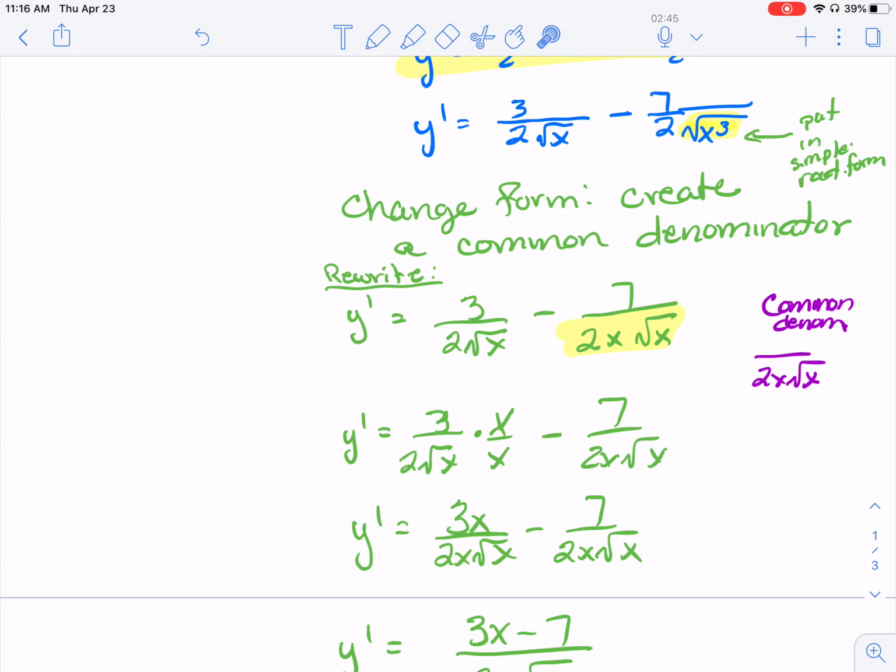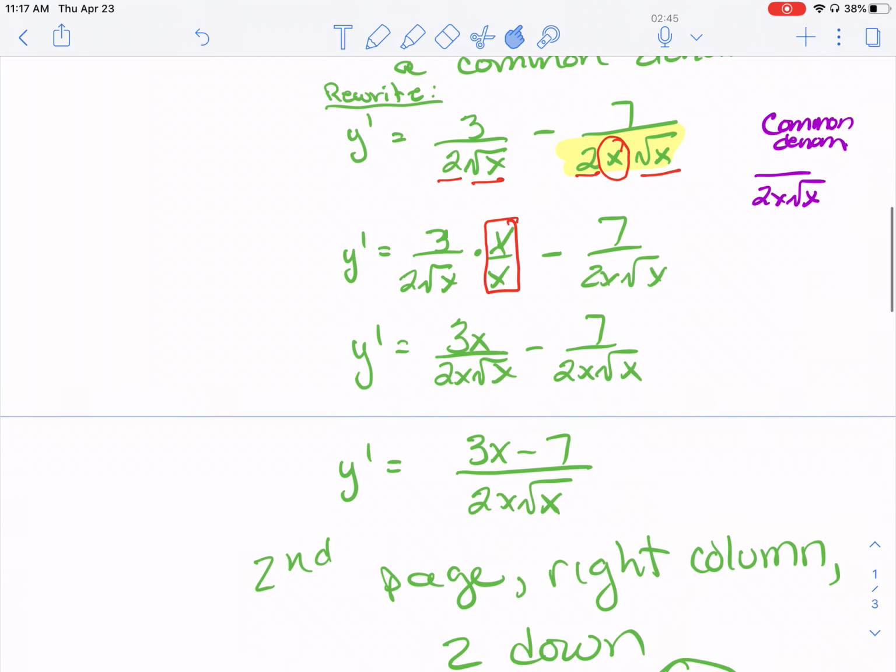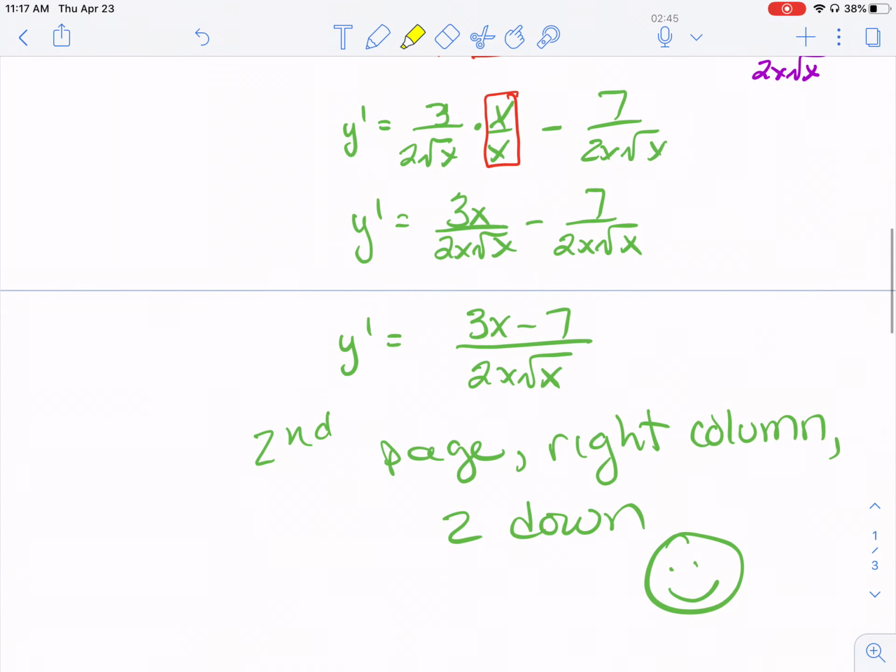Now I'm comparing my denominators. I see a 2, a square root of x, a 2, a square root of x. The only difference in those denominators is that x right there. So over here in the next line down, you can see I multiplied by x over x to create that common denominator. Once the denominators were the same, went ahead and rewrote my final answer.